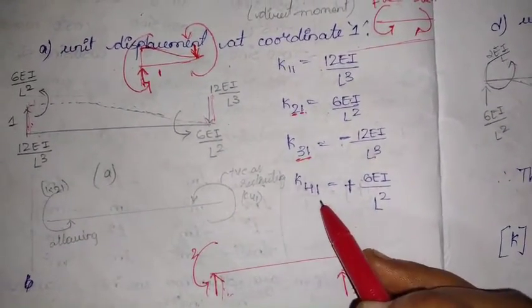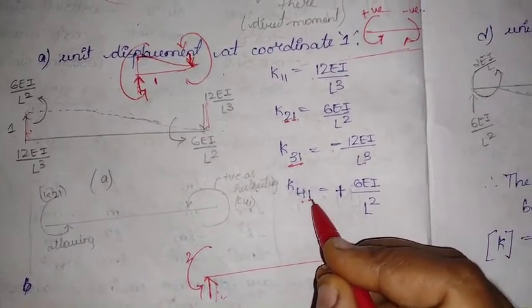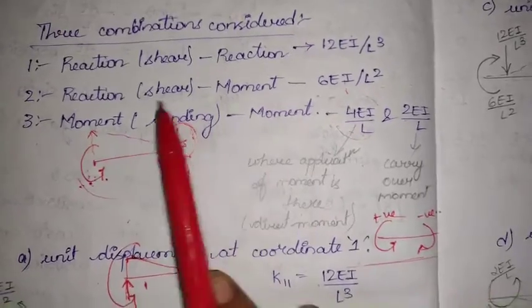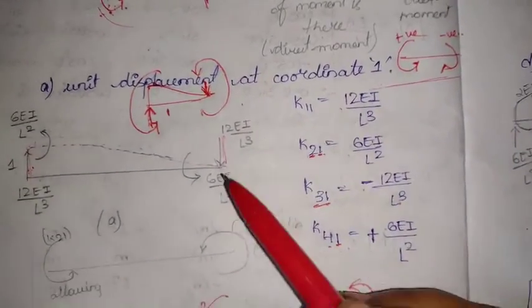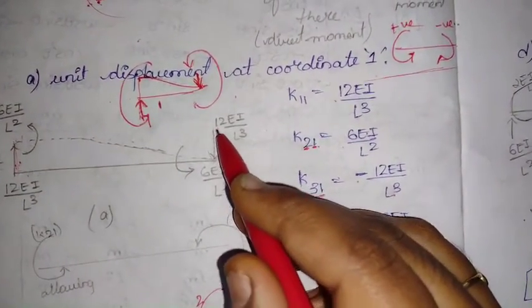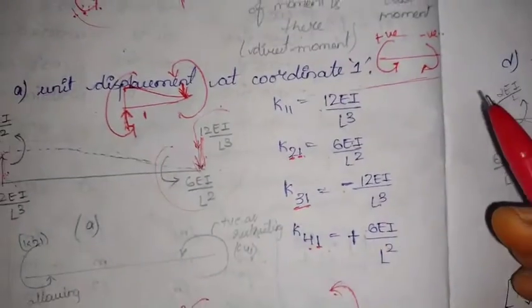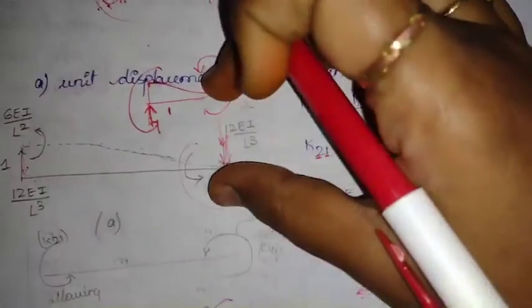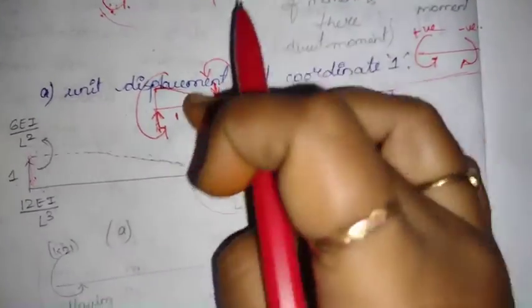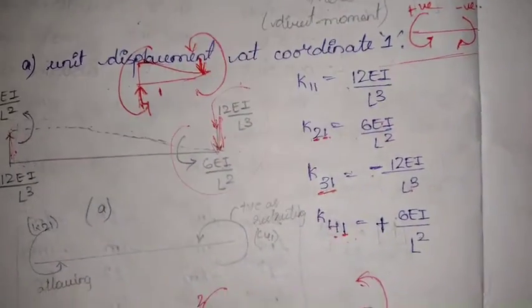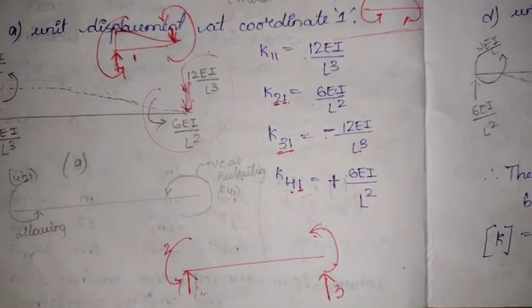Coming to K41, we have one as the movement and the other as a reaction. When one is a movement and the other is a reaction, that is 6EI by L square. Coming to the direction, to develop this reaction in the downward direction, it has to be an anti-clockwise reaction. If it is in a clockwise direction, it will be lifting, but we want it in the downward direction, so it would simply be anti-clockwise in nature. That is in the same direction as 4. Again it would be positive.